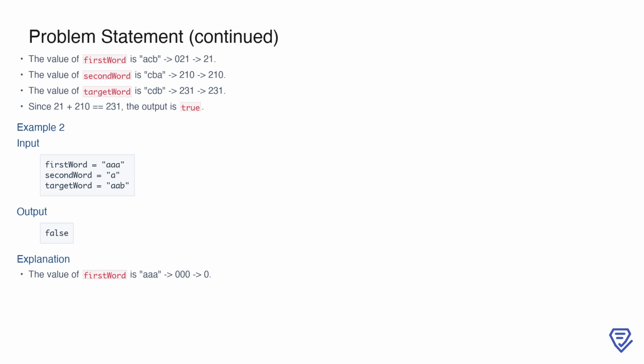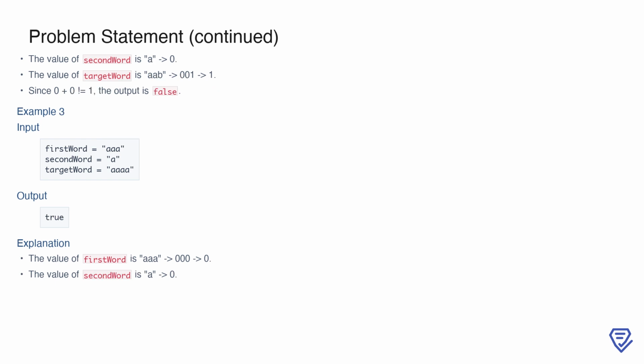Now consider another example, where first word equals AAA, second word equals A, and target word equals OB. In this case, the output is false. Here, the value of first word, AAA, is calculated as 000, which is 0 in base 10. Similarly, second word, A, also converts to 0. For target word, OB becomes 001, which is 1 in base 10. Adding the values of first word and second word, we get 0 plus 0, which equals 0. This does not match the value of target word, which is 1, so the output is false.